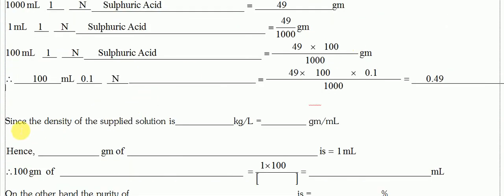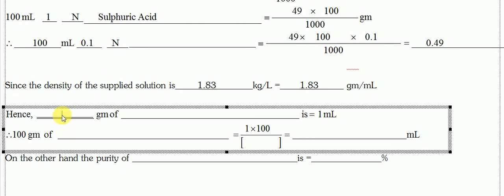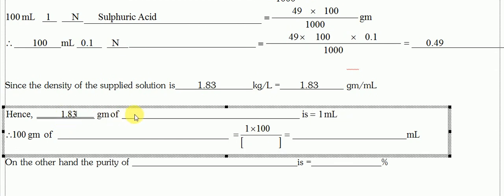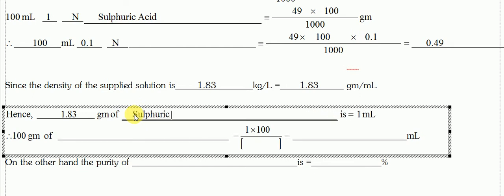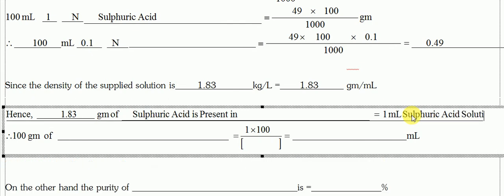Now let's write this. Since the density of the sulfuric acid solution is 1.83 kg per liter, which is equal to 1.83 gram per ml, that means 1.83 gram of sulfuric acid is present in 1 ml sulfuric acid solution.